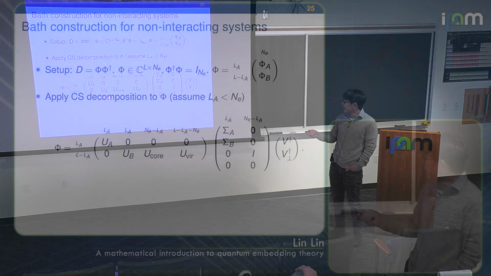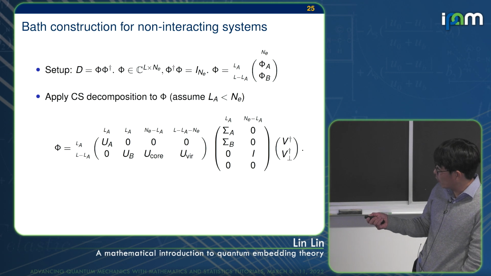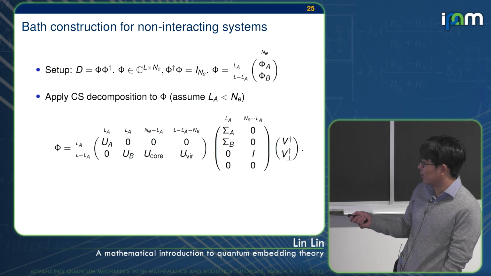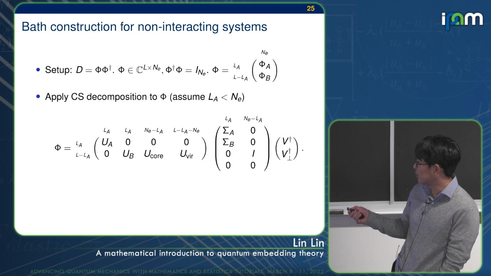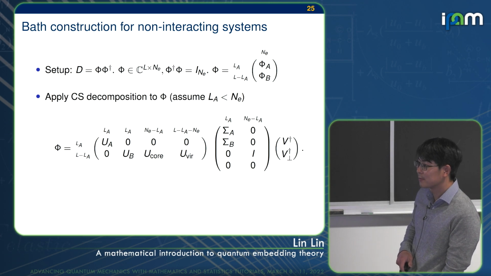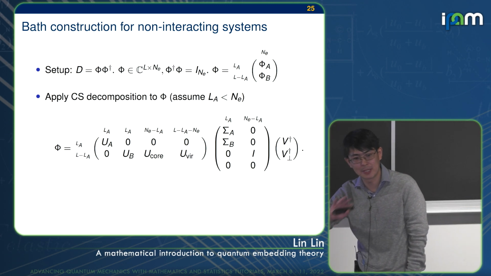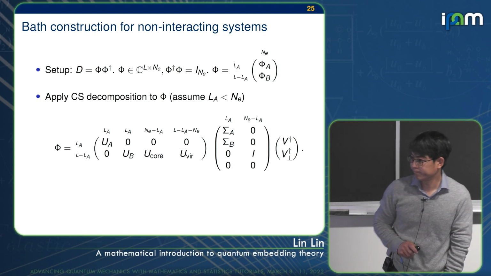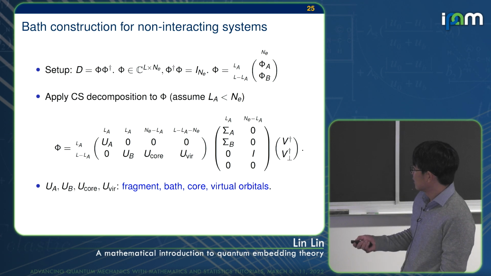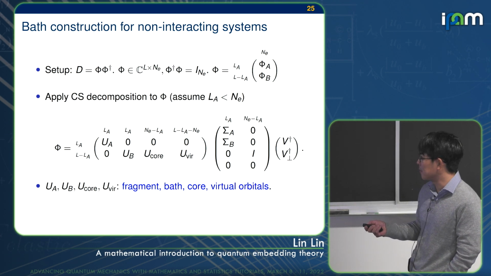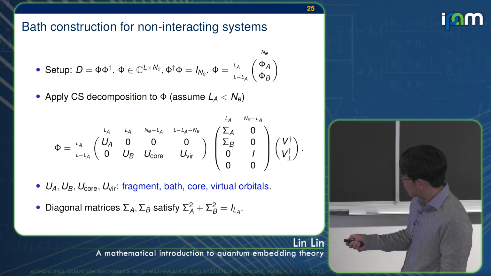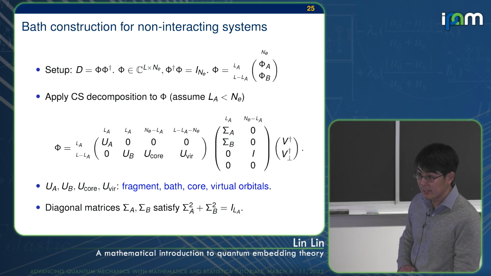I just name them. This is L_A by L_A, called U_B, which corresponds to a bath. This corresponds to that identity part, called the core. This virtual corresponds to the 0. And I separate this V into 2 parts. It's kind of hard to follow if you see it, but I just want to say you just apply a standard decomposition to your occupied orbitals. That's what I'm doing. So these 4 things correspond to the fragment, bath, core, and virtual orbitals. Diagonal matrices sigma_A and sigma_B, their squares sum together to an identity.